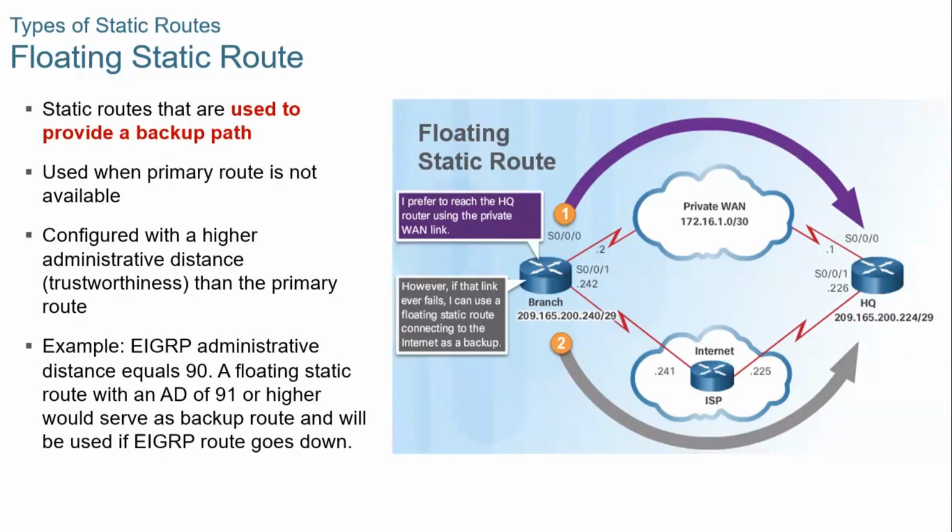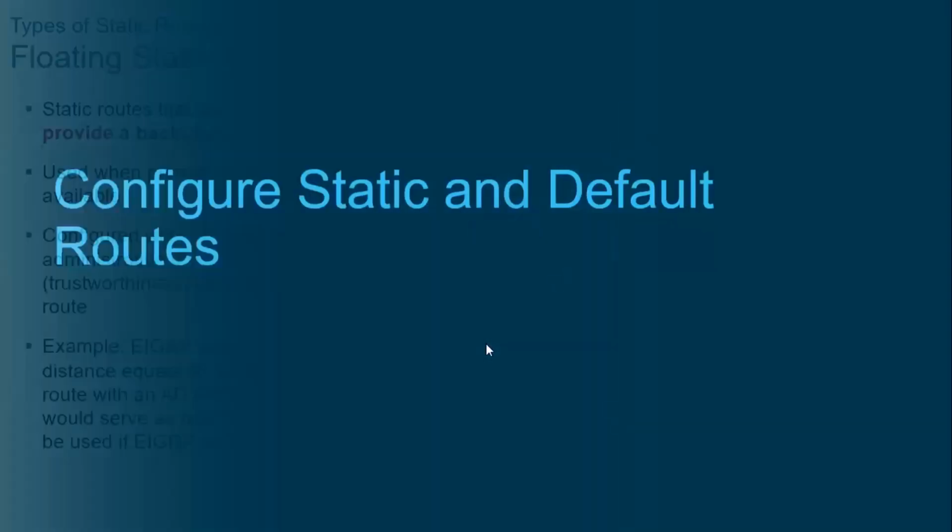For example, if we are using EIGRP, EIGRP administrative distance is 90. So to have a floating static route, you have to set the administrative distance of that floating static route to be at least 91 or higher. So it will be a backup. What happens is that it will use EIGRP to work, but let's say for whatever reason EIGRP goes down, then the backup floating static route will be reinstated into the routing table.